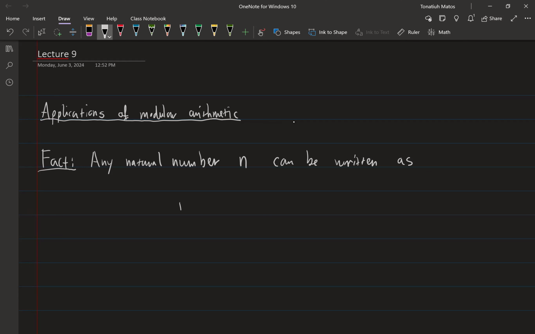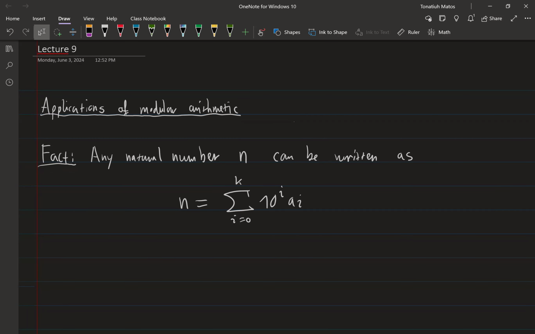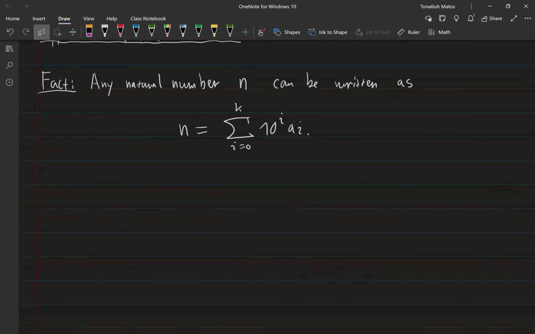as n equals the sum of 10 to the i times a sub i, right? How would you do this? Well, you can just divide by bigger and bigger powers of 10 to find these coefficients a sub i. This might seem a bit abstract at first glance, but let me tell you that this is actually very, very easy, and it's something that you've been using for a really long time.